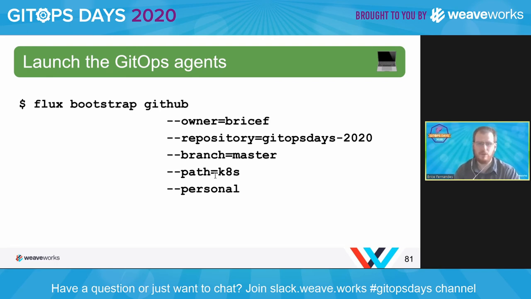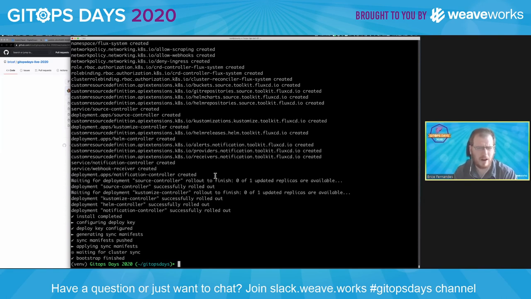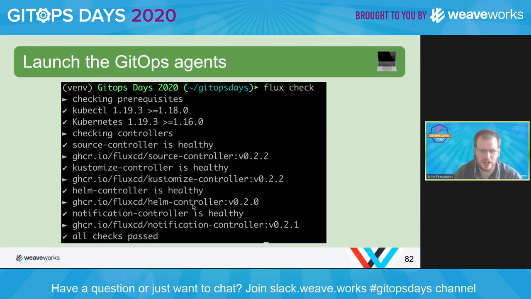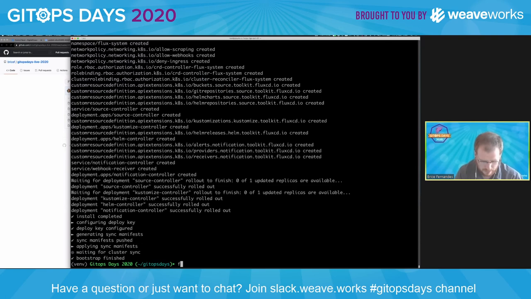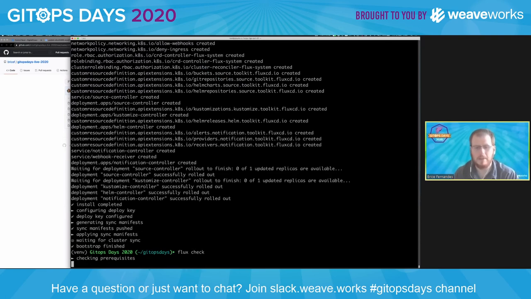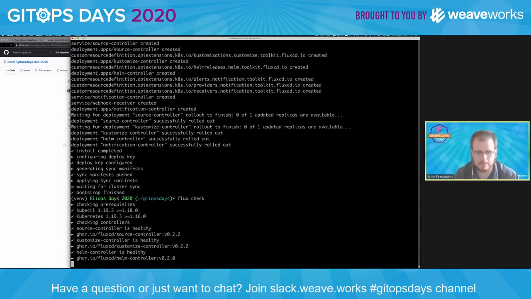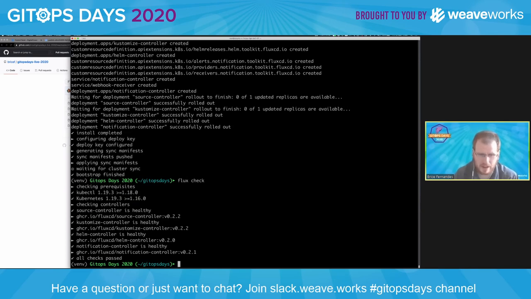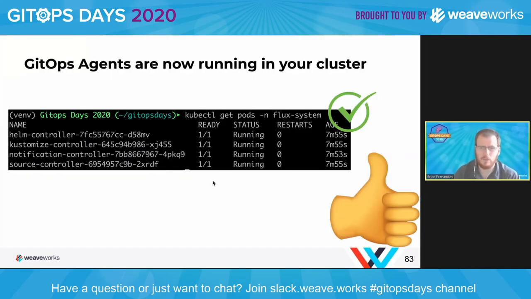Okay, so we've finished, right? We've got our GitOps agents up and running. Surely this is us done, right? We have all this. Let's actually go check Flux now. Let's do a full Flux check. And yeah, it seems to be passing everything. Everything seems to be very happy. We've got GitOps. We've done GitOps, right? We're done. Surely this is the end of the tutorial.